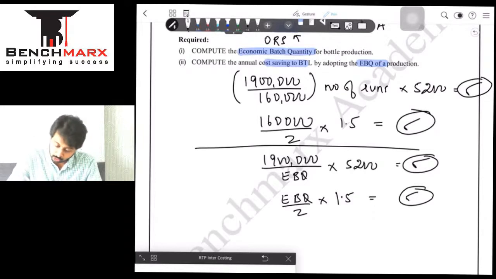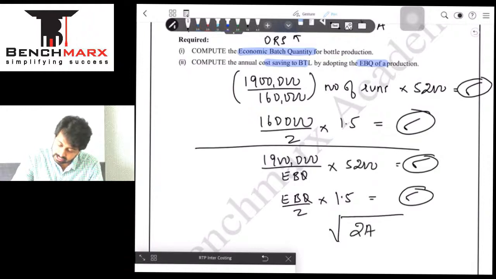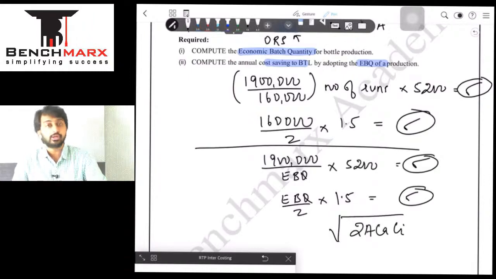So, you can also find the cost at EBQ, 2ACACI, because these are my costs at EOQ in the previous concept, and this is the cost at EBQ in the current concept. So I can see the formula is exactly the same. It is only applicable to FG and not RM. That one is your purchase, this one is your manufacture.